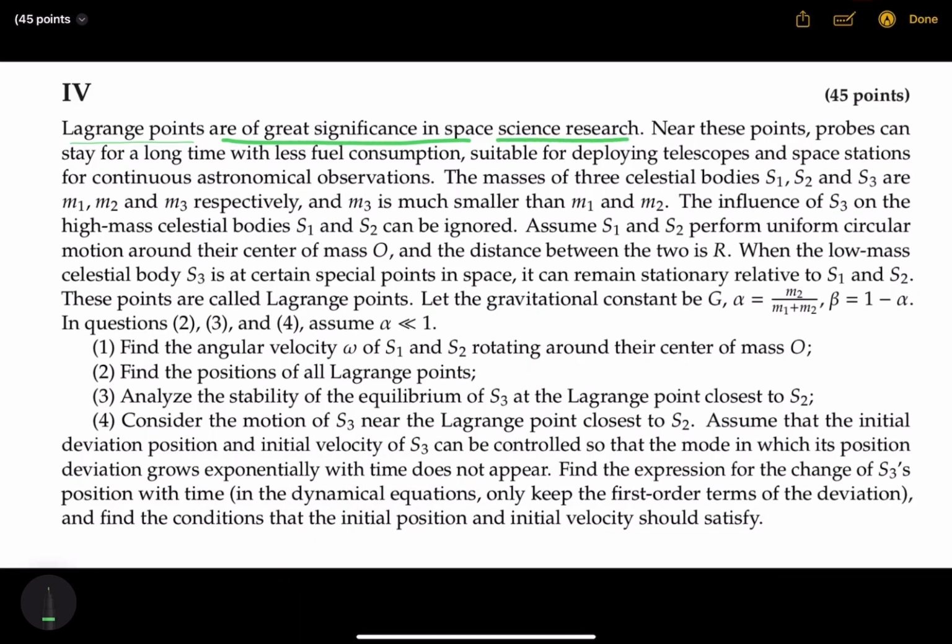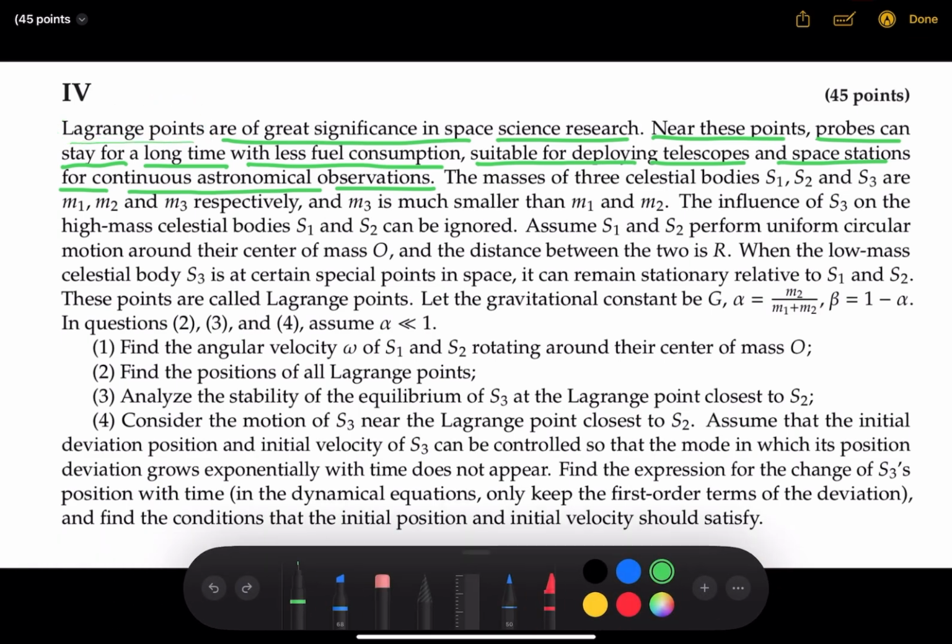in space science research. Near these points, probes can stay for a long time with less fuel consumption, suitable for developing telescopes and space stations for continuous astronomical observations. And you might know what Lagrange points are. These are basically points in a system of gravitating masses, in a stably gravitating masses.